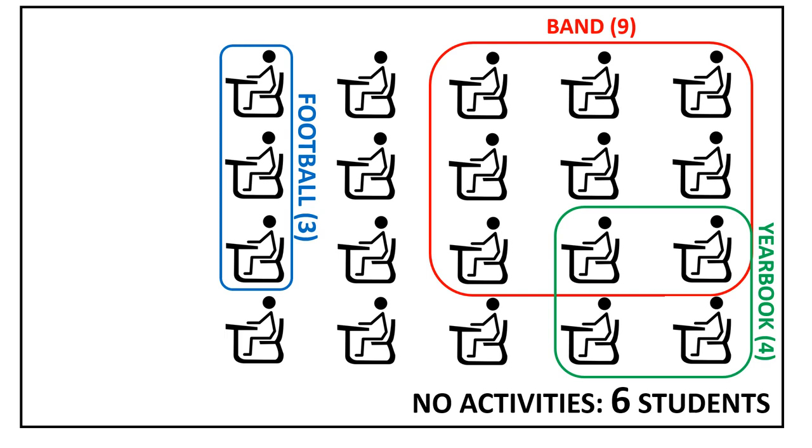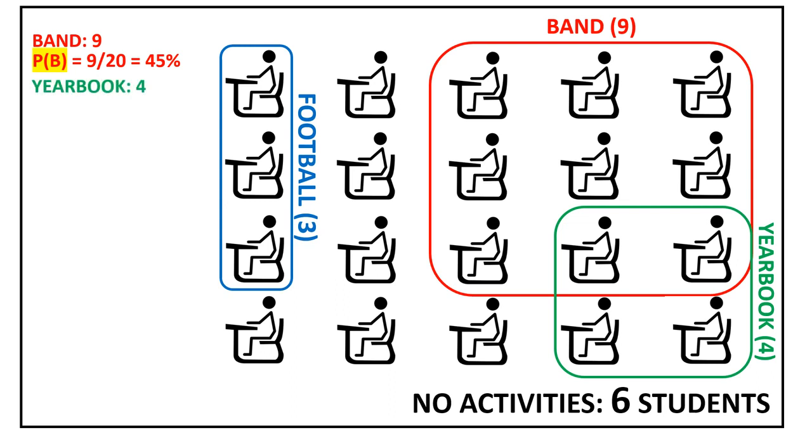If we were to ask a randomly selected student to stand up, what is the probability that the student is in band? Since there are 9 students in band, the probability is 9 out of 20, or 9 divided by 20, or 0.45, or 45%. We use the notation P of B to mean the probability of B.